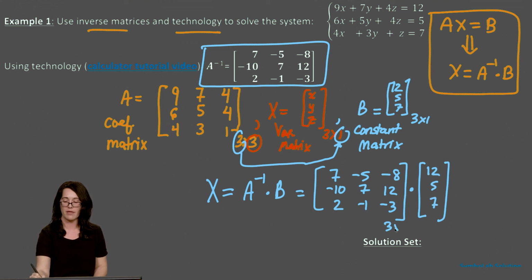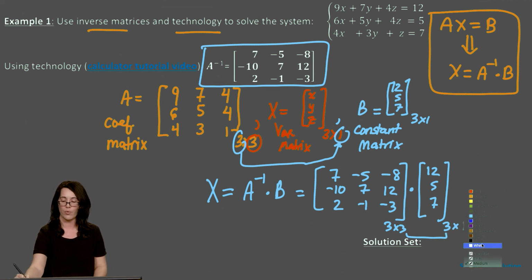So we have a 3 by 3 times a 3 by 1, which is possible because they have the same inner order. And what will our result be? Well, feel free to pause the video and practice your multiplication skills from our last video and see if you get the right answer.